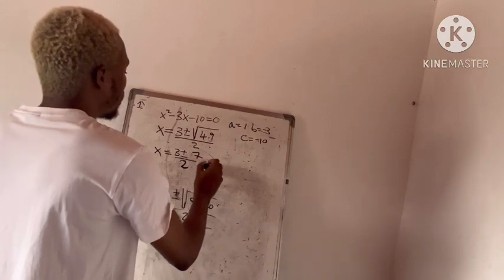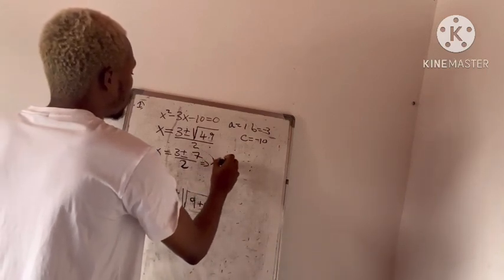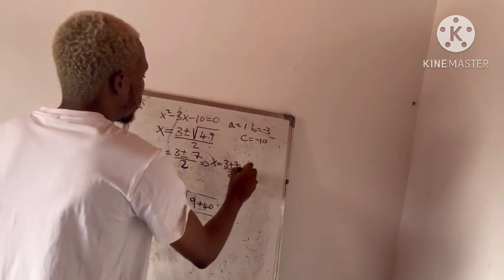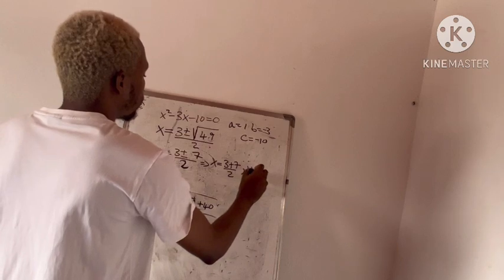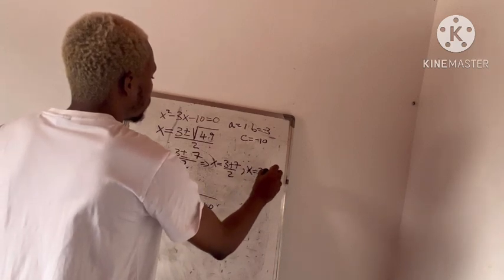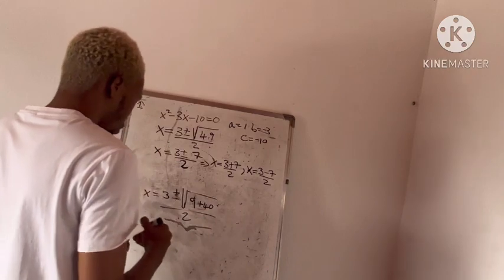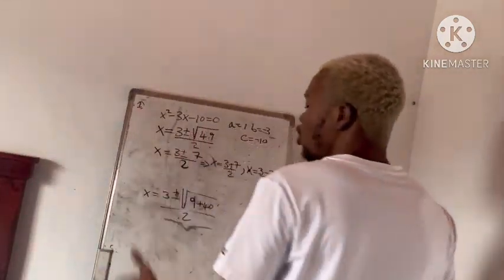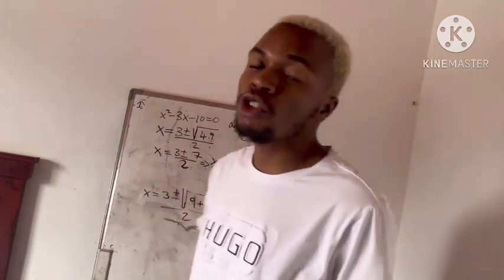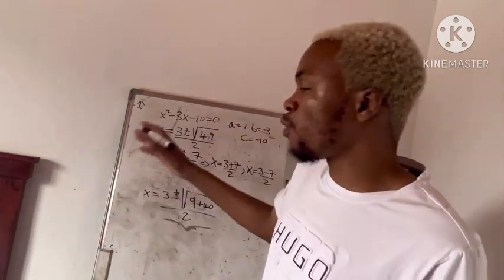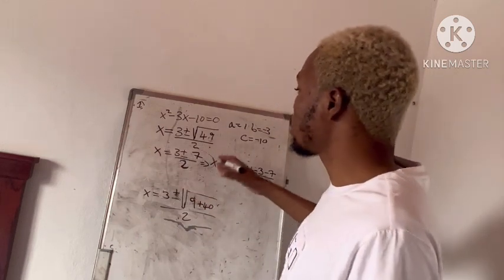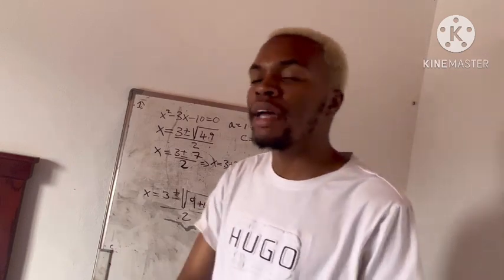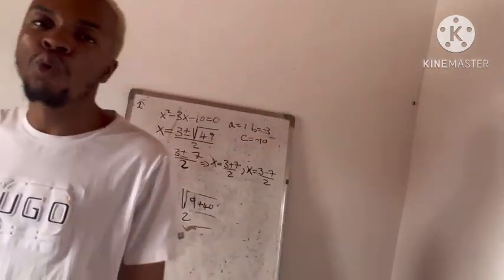So this tells you that x equals (3 plus 7) all over 2, and x equals (3 minus 7) all over 2. Because we have plus or minus, I have taken the two individually, which gives x equals (3 plus 7) all over 2, and x equals (3 minus 7) divided by 2.